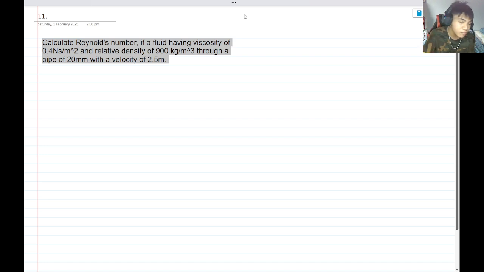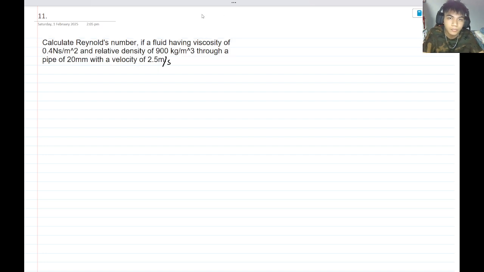So for number 11, calculate Reynolds number if a fluid having viscosity of 0.4 Newton second per square meter and relative density of 900 kilogram per cubic meter through a pipe of 20 millimeters with a velocity of 2.5. This, I think that's 2.5 meters per second. Set na lang natin. Okay.